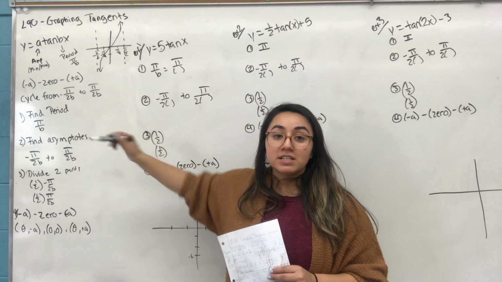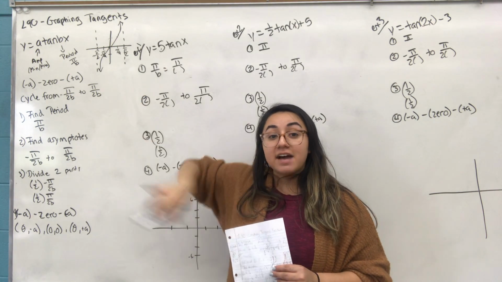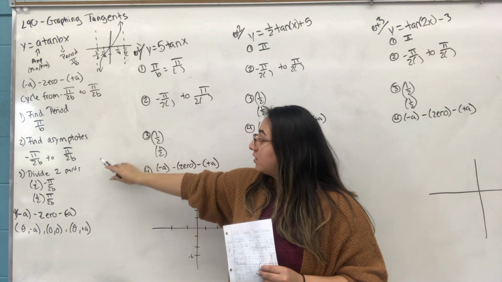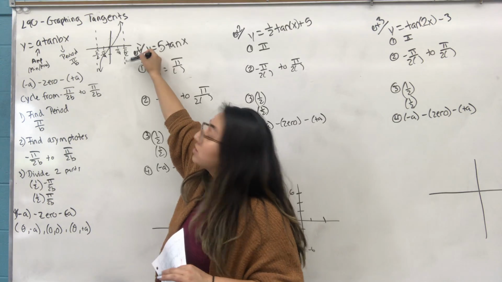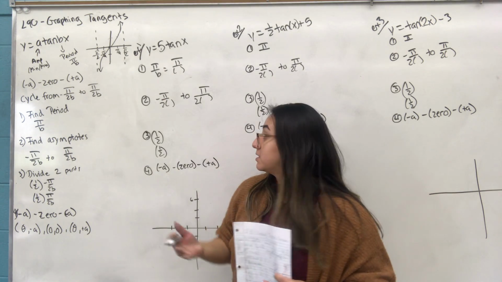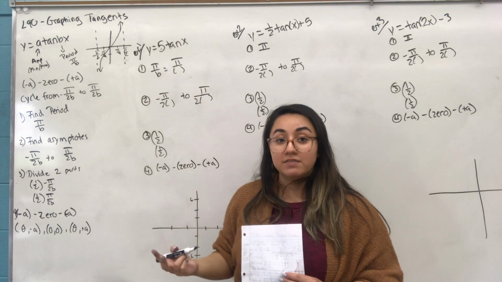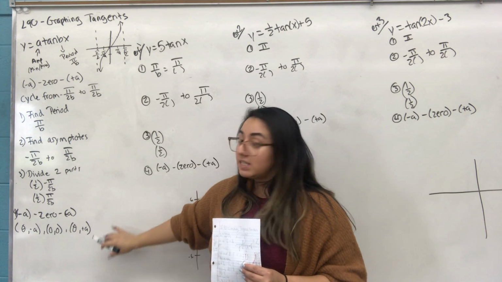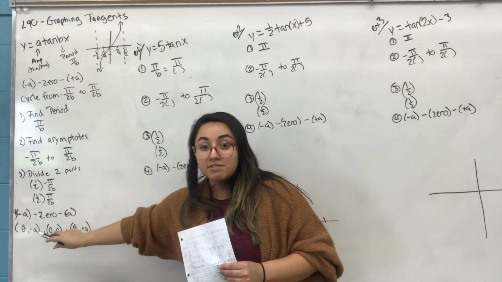To find your period, it's π divided by b. B is the number in front of the x after the tangent, so where I have it there. Your asymptotes, meaning from the start to end, you'll see these dotted lines. Those dotted lines are considered your asymptotes. Third one, you divide the asymptotes into two parts, so you have your measurements there. And the fourth one, this is what you're going to graph with. So you have your measurement here, that's why I have a theta there.